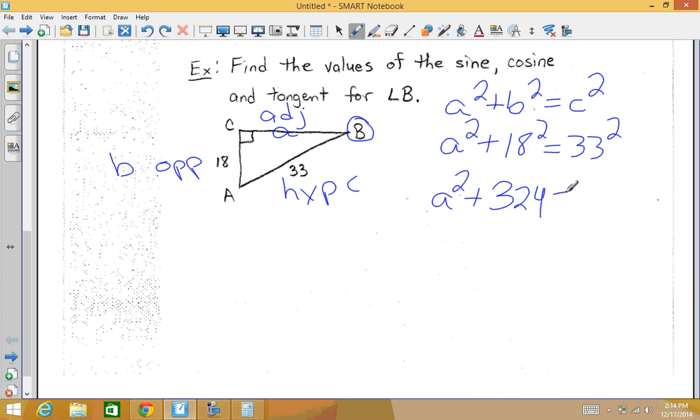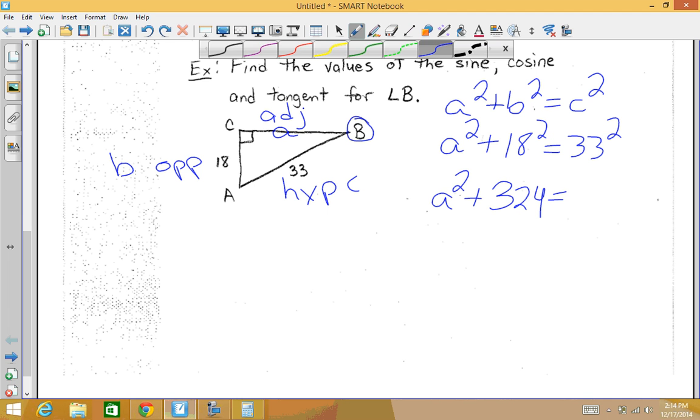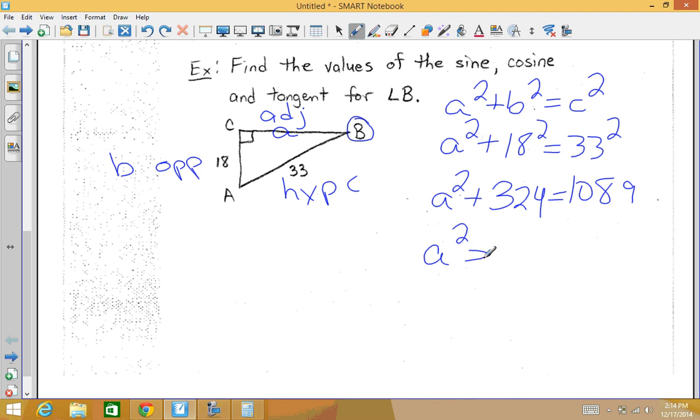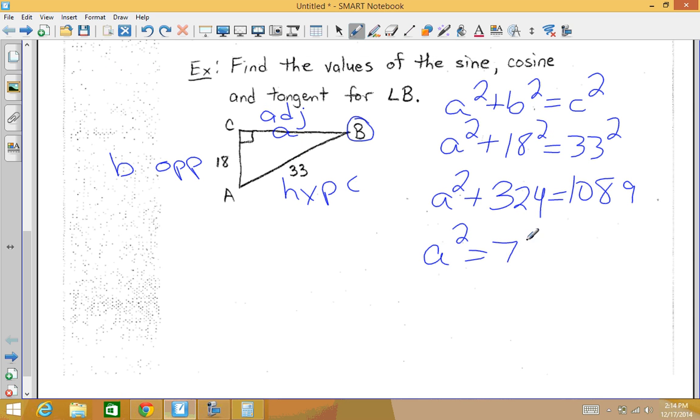324. And 33 squared, 1089. Okay, so a squared would be equal to 1089 minus 324. So it's 765. So a is equal to the square root of 765.